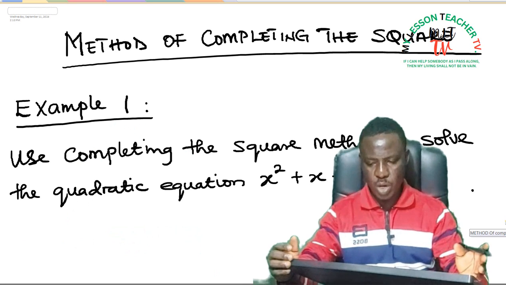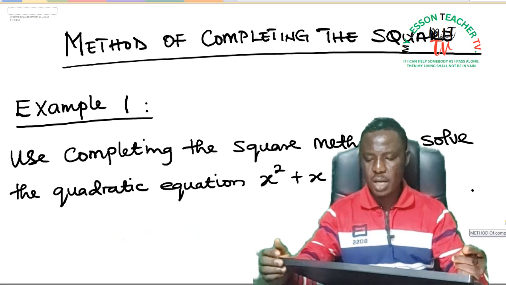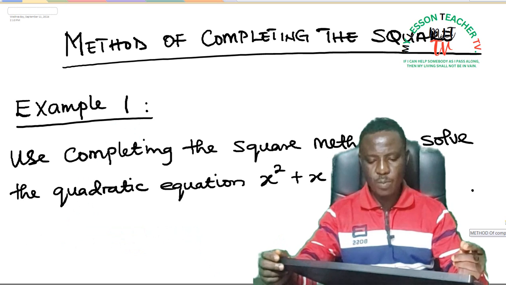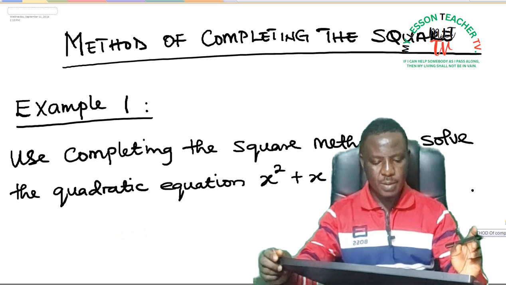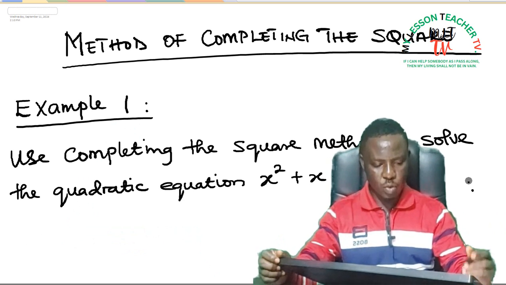Method of completing the square. Example 1: we are asked to use the completing the square method to solve the quadratic equation x squared plus x minus 3 is equal to 0.